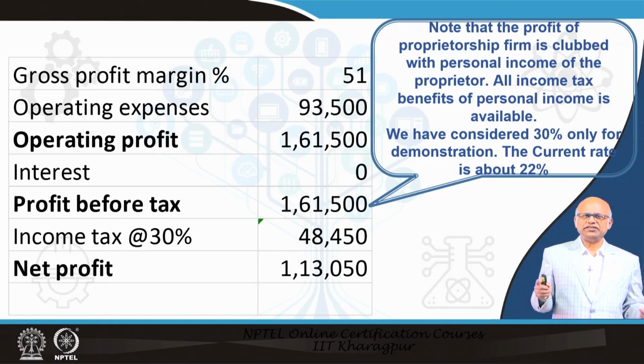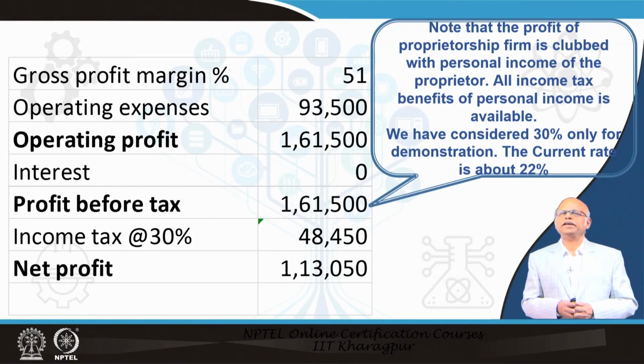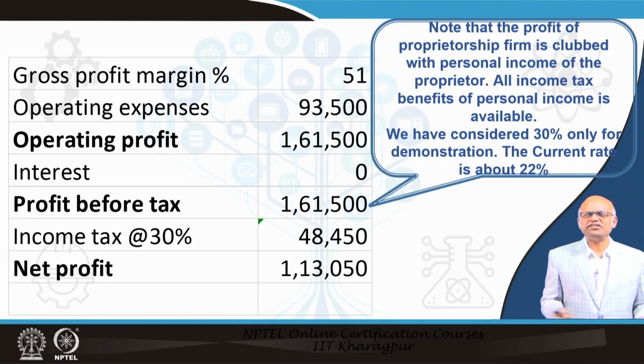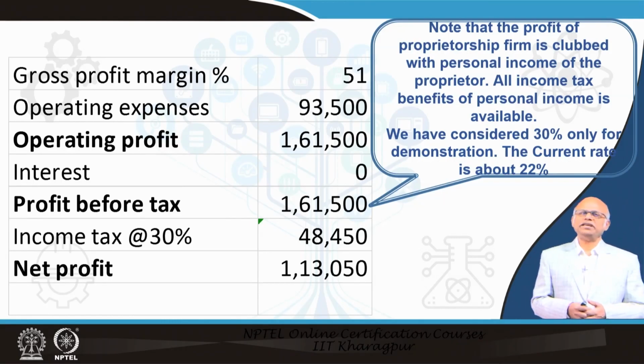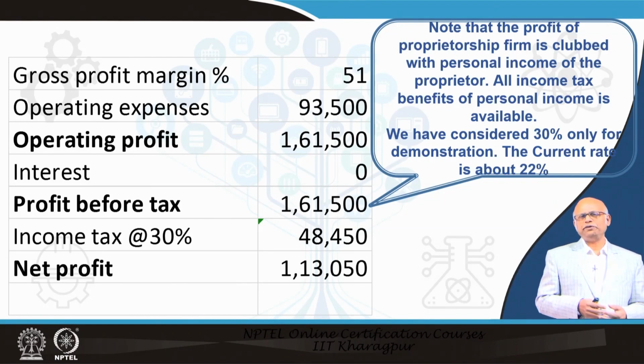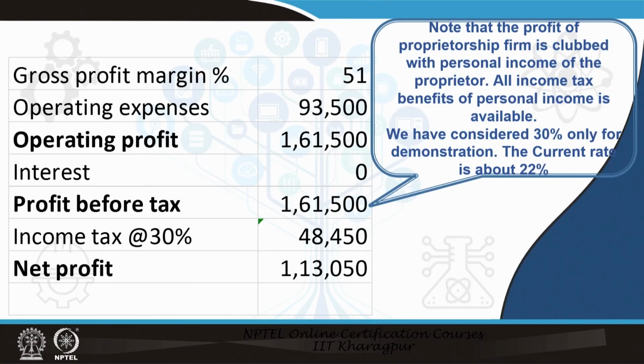Then interest, there is no interest because we have not paid any interest, because we do not have a loan, we have a private loan from a friend and he is not interested in any interest. So, we are not paying any interest. So, operating profit becomes the same as profit before tax, because we are not paying any interest.